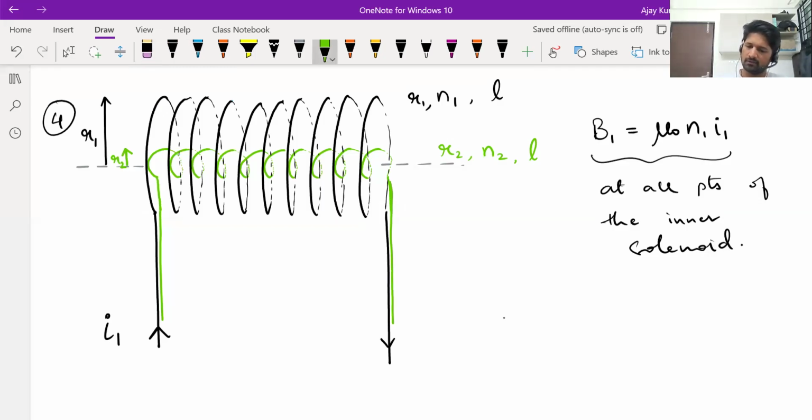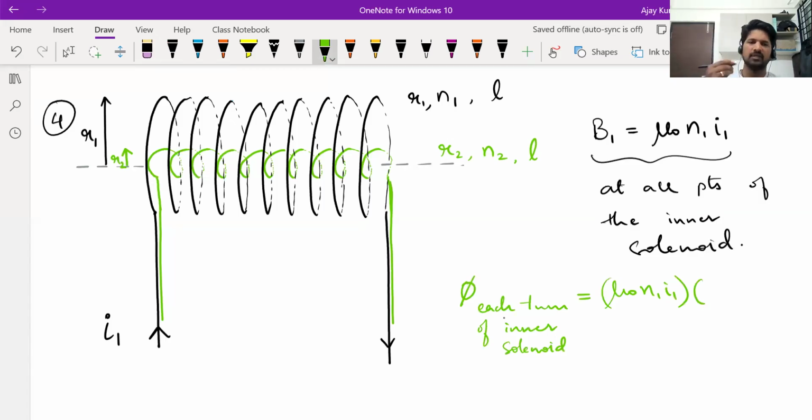Tell me this, both of you, what is the flux in each turn of the inner solenoid? How much magnetic field passes through the inner solenoid? The magnetic field produced by the outer one, that is mu naught n1 I1. What is the area of each turn? Each turn is a circle, as I said. What is the area of each of those circles of the inner solenoid?